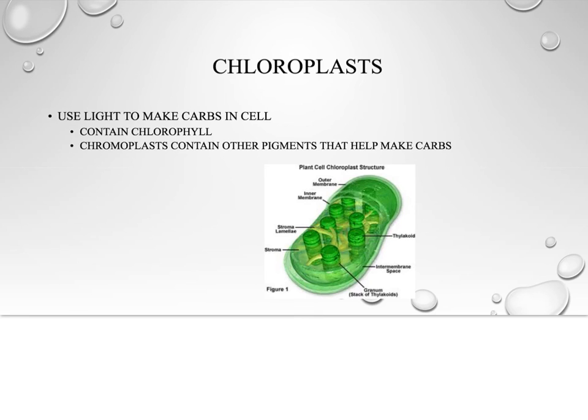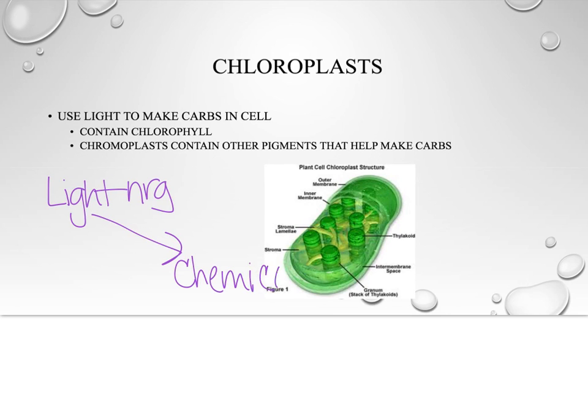Chloroplasts, same thing. Basically, they create the energy. They create glucose from light energy. So they take light energy and turn it into chemical energy, right? That chemical energy is called glucose. And then that glucose goes to the mitochondria where it's broken down into ATP.